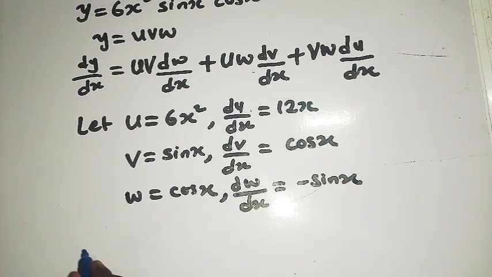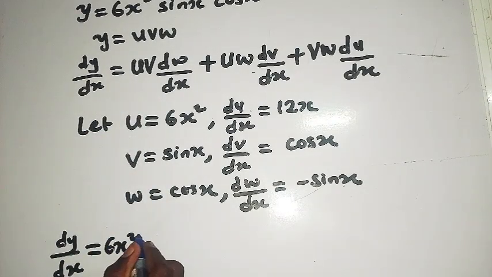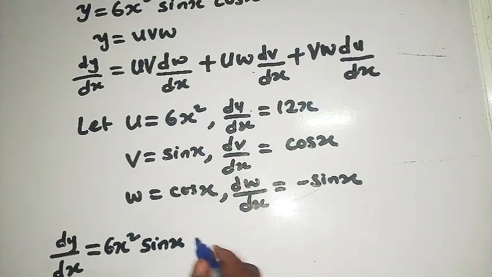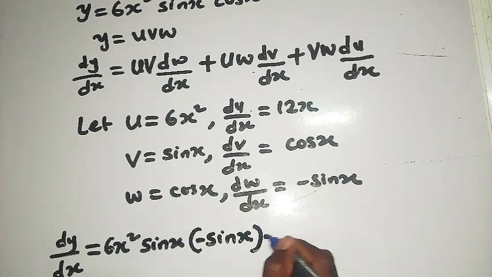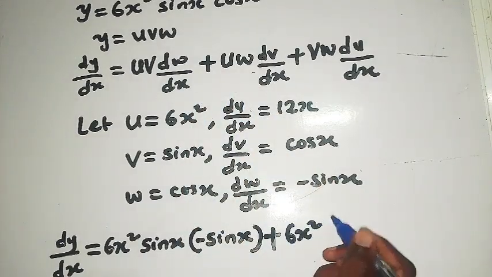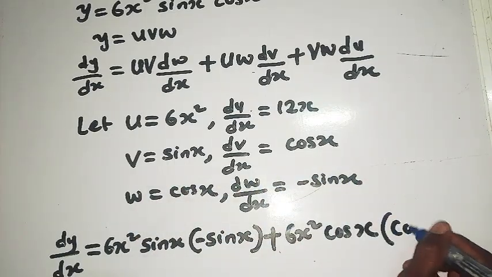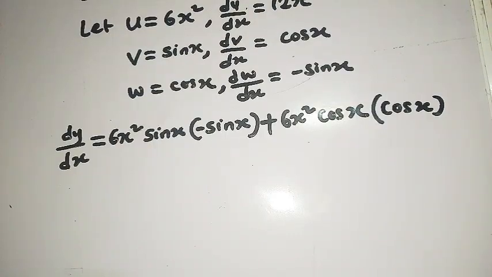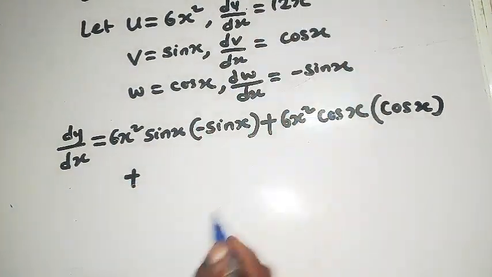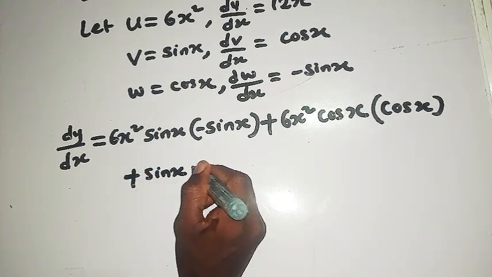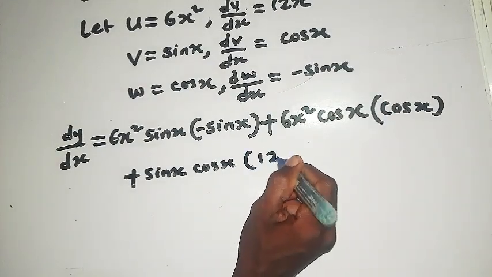Now, from dy/dx equals u v dw/dx plus u w dv/dx plus v w du/dx, let's substitute it now. We can just say dy/dx will be equal to, our u is 6x squared, v is sine x, dw over dx, that is minus sine x, close the bracket, plus u again, that is 6x squared, w, that is cos x, dv over dx, that is cos x, plus v is sine x, w is cos x, du/dx, that is 12x.